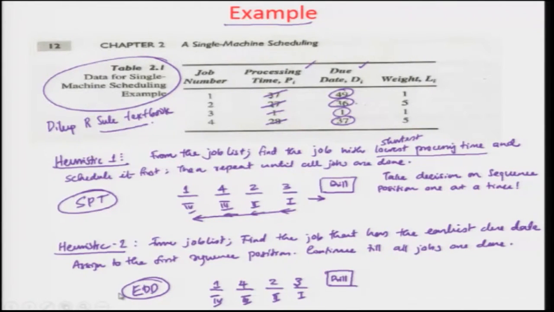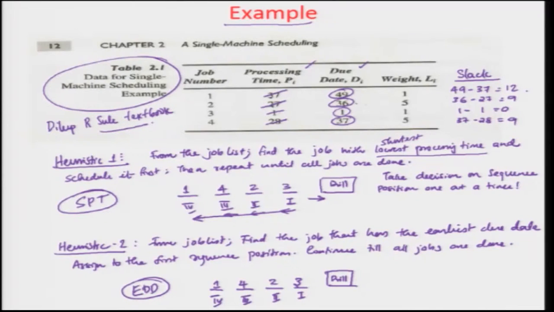So that's another example. The third way you can do it is to calculate something called slack. Slack means the difference between the due date and the processing time. The slack of this job is 49 minus 37, that is 12. This is 36 minus 27, which is 9. Then this is 1 minus 1, that's equal to 0. Then 37 minus 28, so it's 9. Then this 1 minus 1 is 0. This is also 9. Then that is 12.